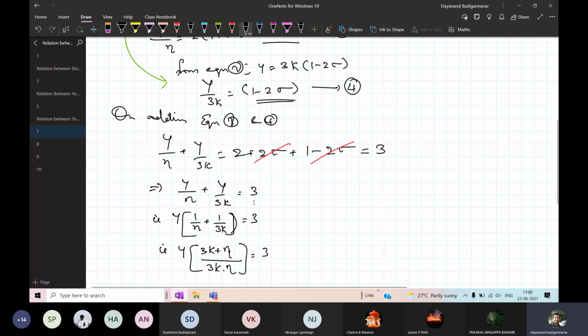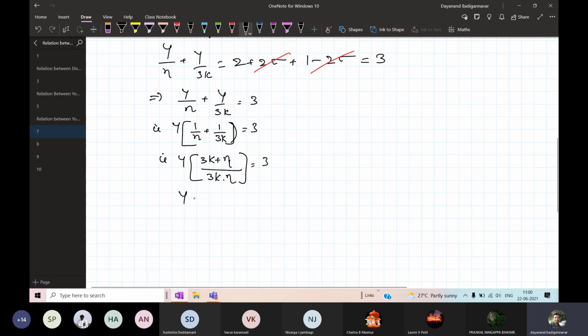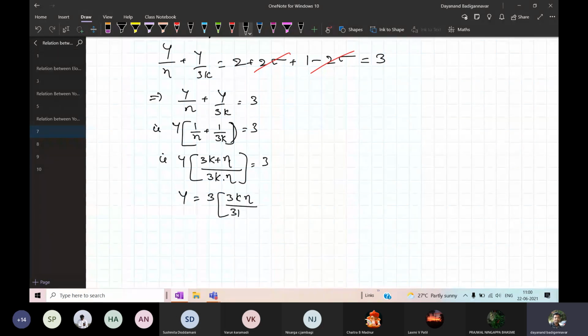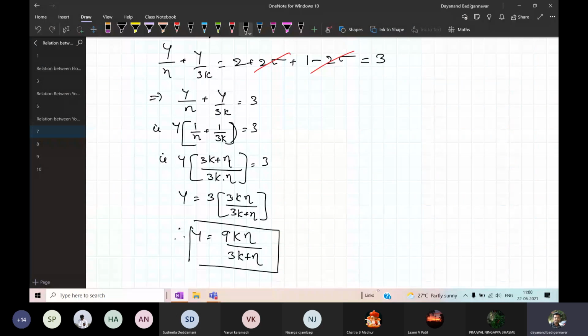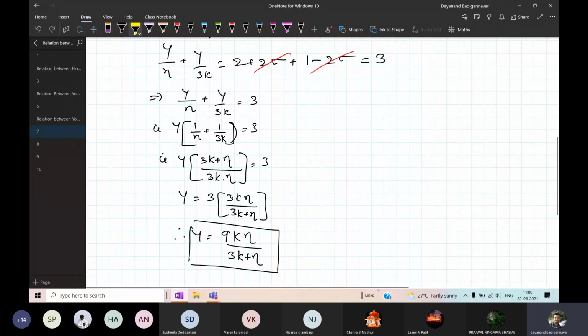So on rearranging this equation, y is equal to, taking it to the other side, 3 into 3k eta divided by 3k plus eta. So this is the equation. Just simplify it, take 3 inside, so it is 9k eta divided by 3k plus eta. This is the equation which connects Young's modulus, bulk modulus, and modulus of rigidity. This is the equation that you have to remember.